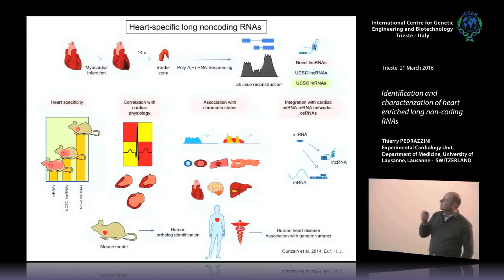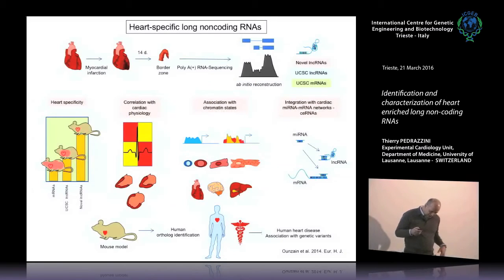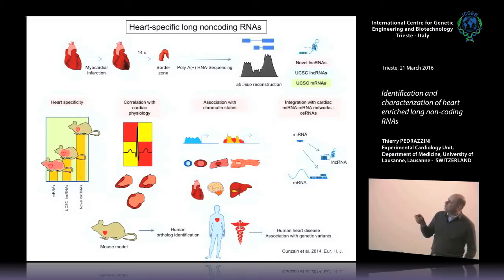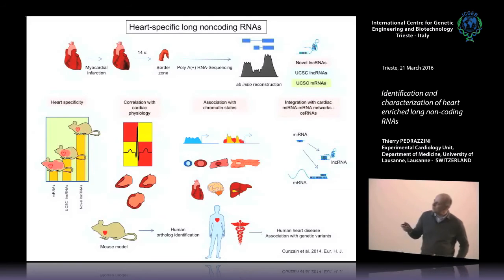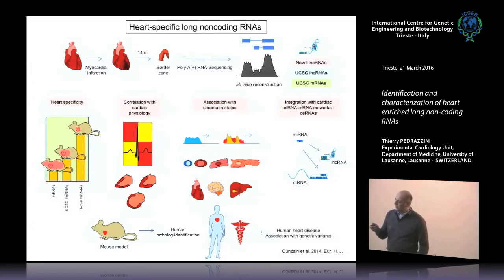Okay, with this, how do you characterize the novel long non-coding RNA? Again, this can be applied to any tissue. This is the part I just described, when we identify novel long non-coding RNA. But then we try to functionally characterize these transcripts. We have considered the organ specificity. We have correlated this with physiological parameters, association with chromatin marks, and other characteristics that I won't discuss today.